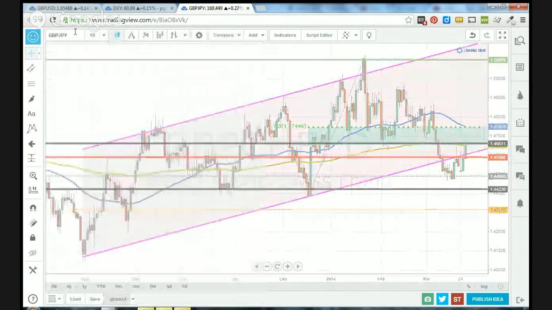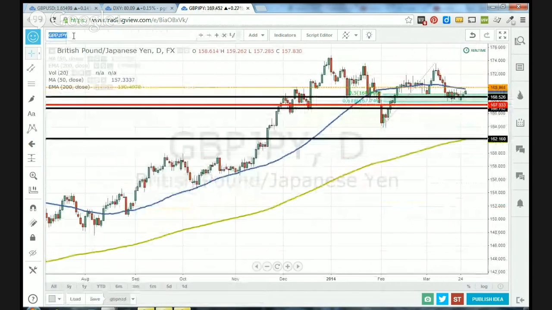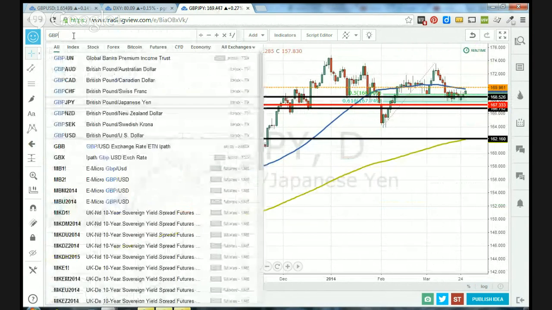Pound yen, I'm in at the moment. So far, so good on that. Let's see if we can close above 169.96. Then I can move my stop to break even. Pound kiwi.